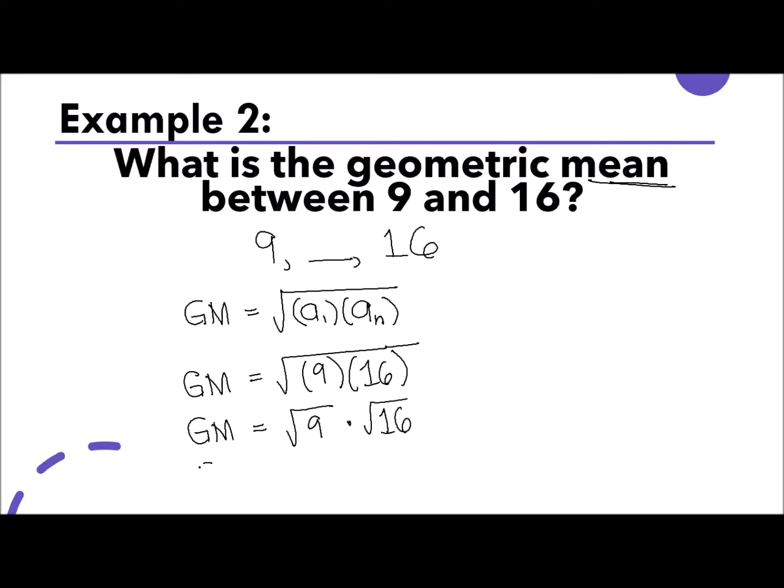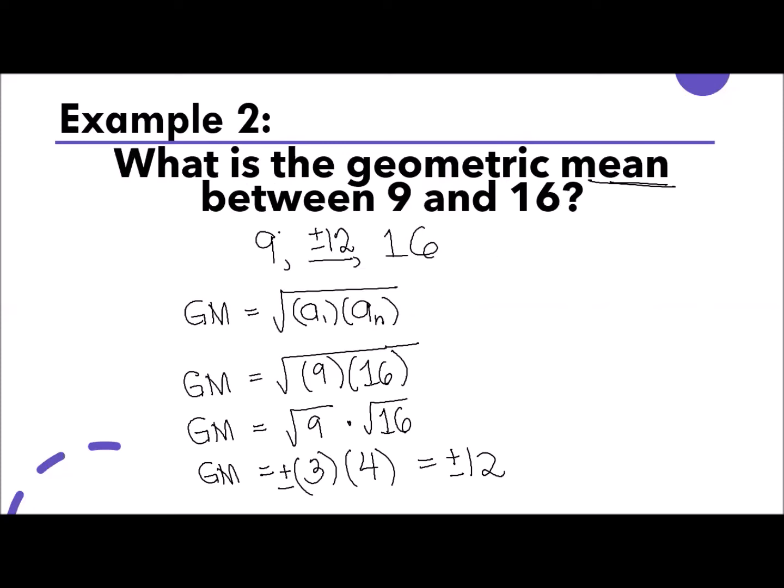Okay? So, that is one property of the radicals. Then, what is the square root of 9? That is 3, right? And then, what is the square root of 16? That is 4. Then, if we're going to simplify it, that is 12. Okay? But let us also not forget that once we have the square roots, it could also be positive or negative. Okay? So there are two possible answers. It is either positive or negative 12.